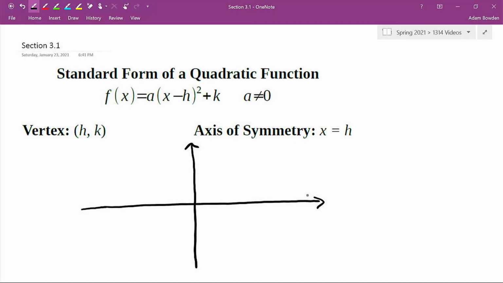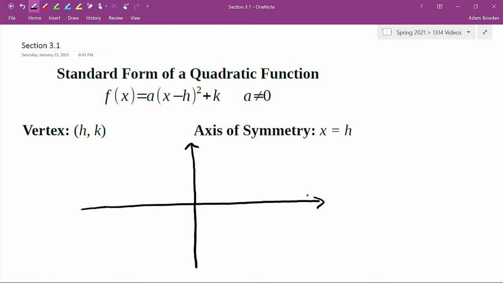For section 3.1, we're going to be taking a look at what are called quadratic functions. There's a couple of ways of writing quadratic functions. The first one we're going to look at is called the standard form of a quadratic function, which goes f of x equals a(x minus h) all squared plus k.